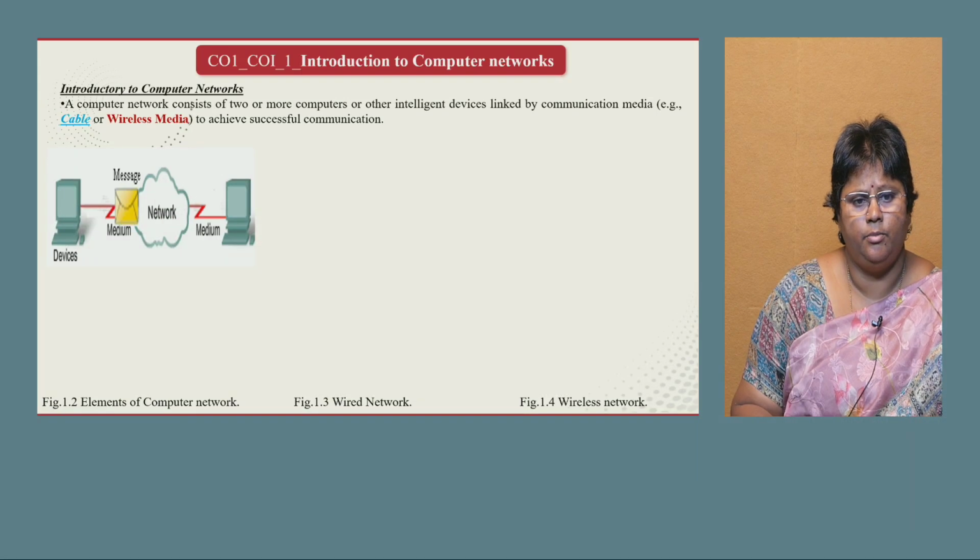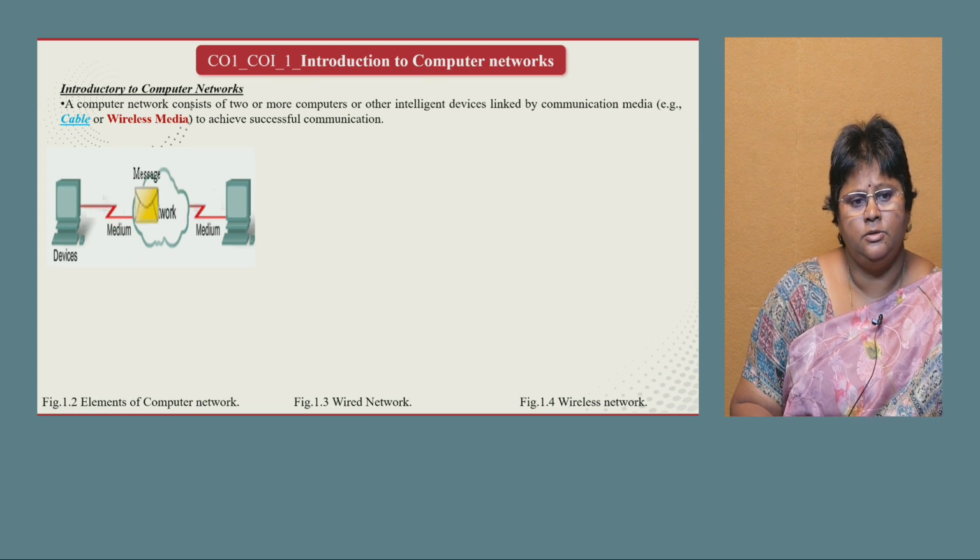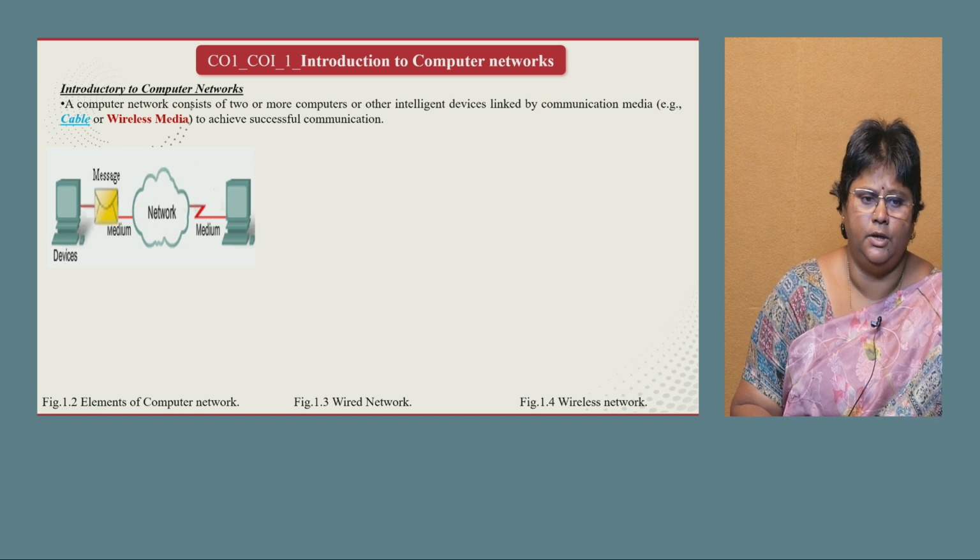So what does successful communication mean? When two devices are communicating with each other, the transmitter device gives information to the receiver, and the receiver gives an acknowledgement to the transmitter stating that the information is received. Such communication is called successful communication.